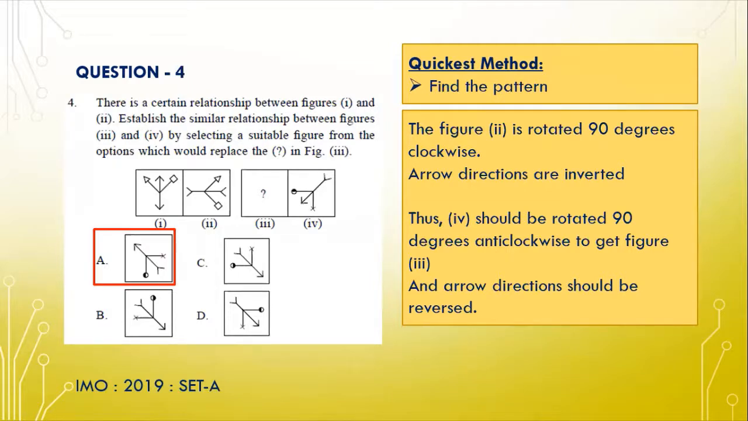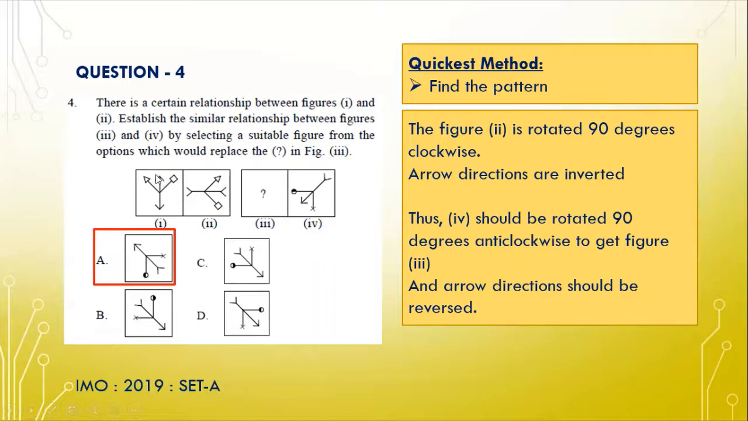There is a certain relationship between figures 1 and 2. Establish the similar relationship between figures 3 and 4 by selecting a suitable figure from the options which would replace the question mark. Okay, so how is the pattern? So the pattern is, to get to this, it is rotated clockwise 90 degrees, and the direction of arrows has reversed.